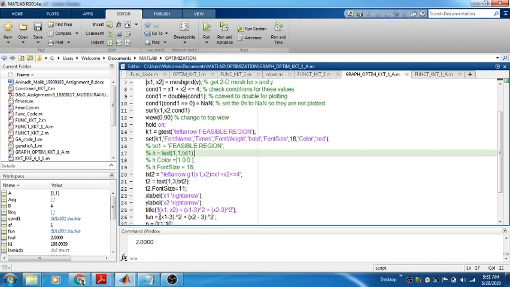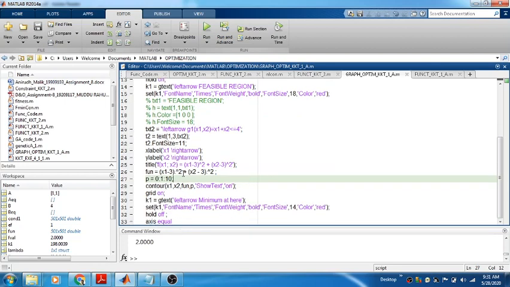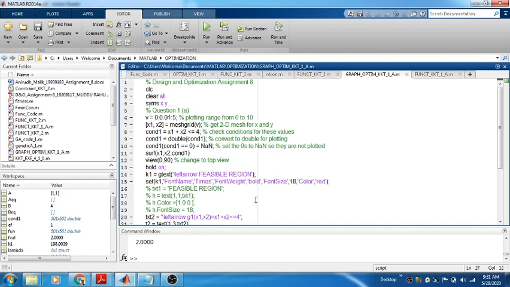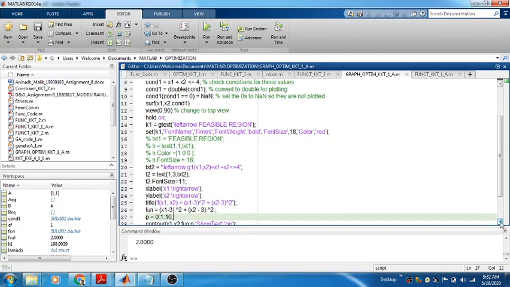The function is (x1 minus 3) whole square plus (x2 minus 3) whole square. And if you see the p I am defining, that means 0 to 1, and this will be telling you about the contour of that function. So let's run this program. I am slowly moving this cursor down. So you can write these programs and run them for a particular problem.